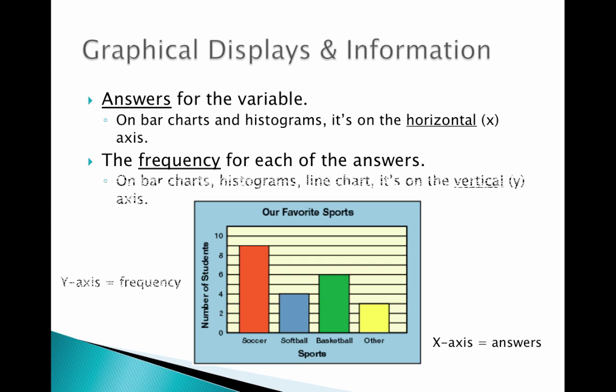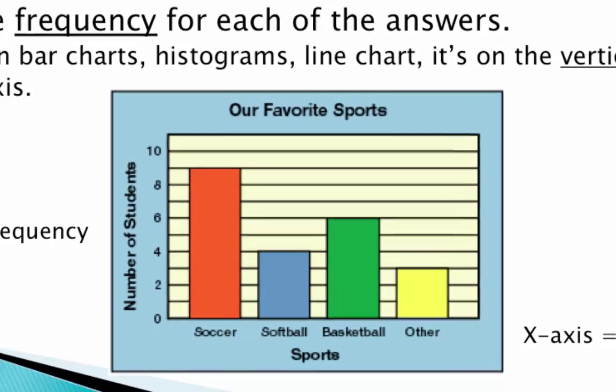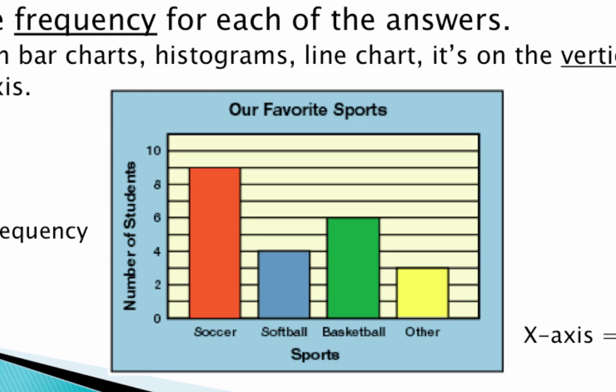So that leaves the y-axis to describe and tell us what the frequency is for each of these answers. So you could say, how many people said that basketball was their favorite sport? Well, we see basketball going to the line here corresponds to a number of 6. So we see that 6 students said that basketball was their favorite sport.